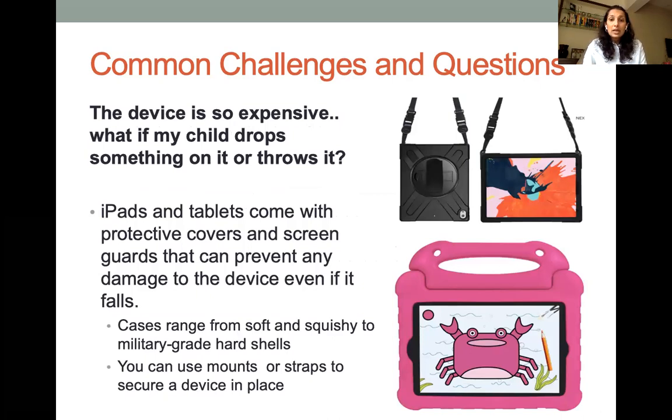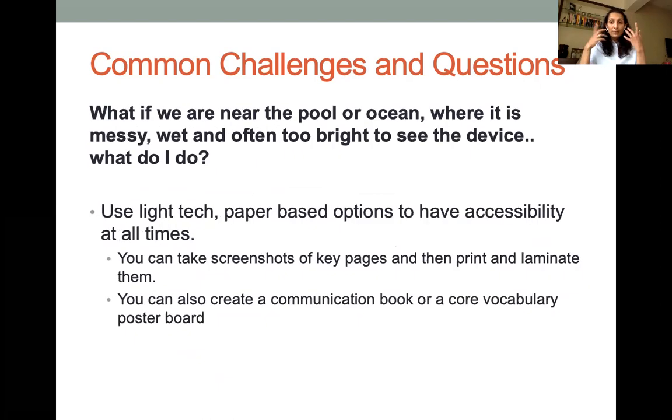But also, if the child is throwing something, what else can you do? You can order protective covers and screen guards for iPads and tablets that prevent any damage, right? So you can have soft, squishy covers. You can have hard ones. You can use mounts or straps so it doesn't fall off, and it's strapped to a place or strapped to the child.